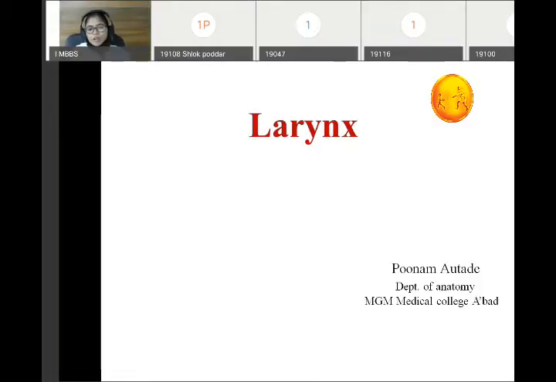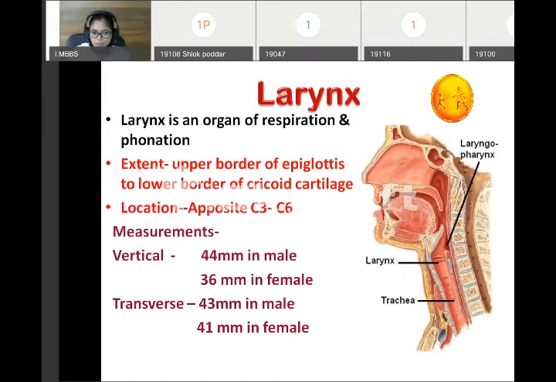It is the organ of respiration and phonation. It protects the lower respiratory passage as it acts as a watchdog. It prevents the entry of any foreign body other than air. It extends from the upper border of the epiglottis to the lower border of the cricoid cartilage.